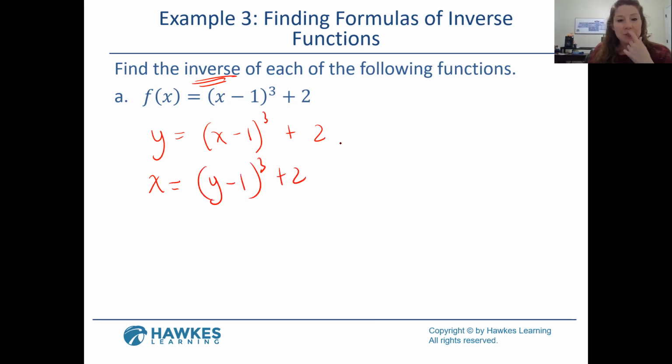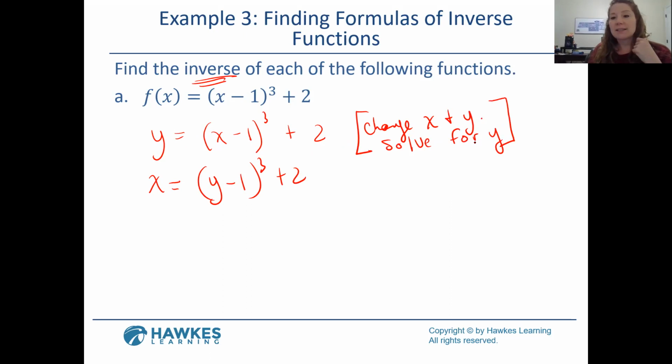So then after you change, let me make some notes here, change x and y. Then you're going to solve for y. After you change x and y, step 2, you're going to solve for y. So first thing I'm going to do is get rid of this plus 2 by subtracting 2 from both sides. So I'm going to have x minus 2 is equal to y minus 1 cubed.